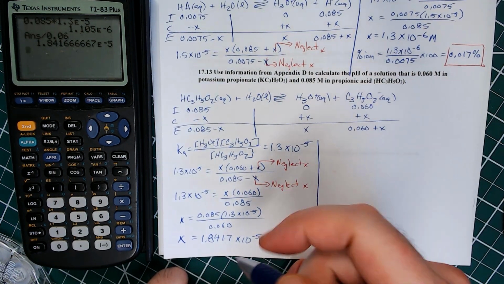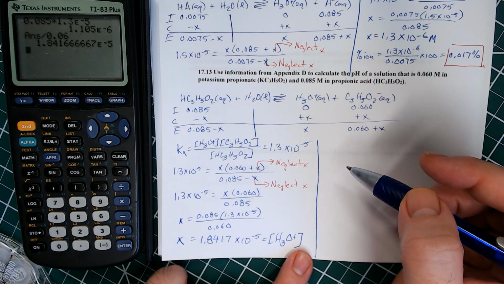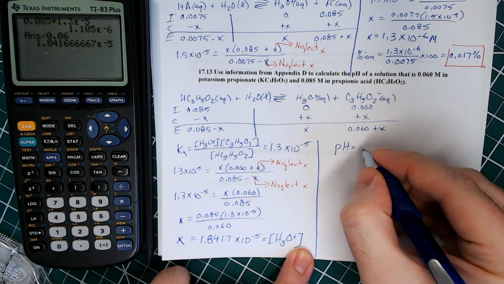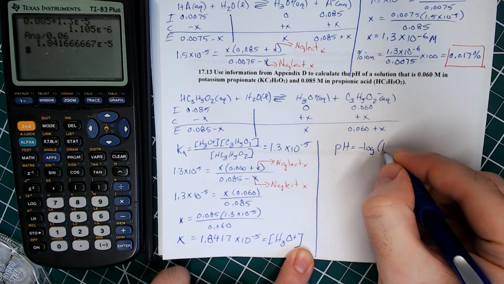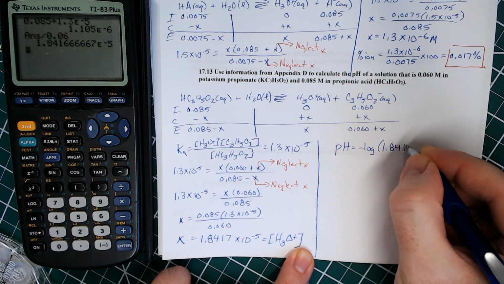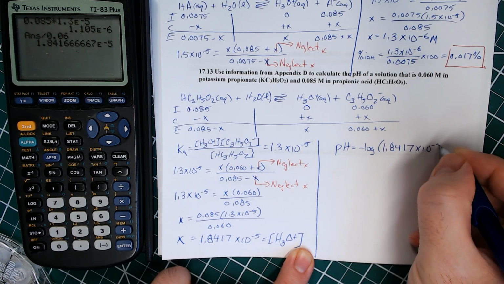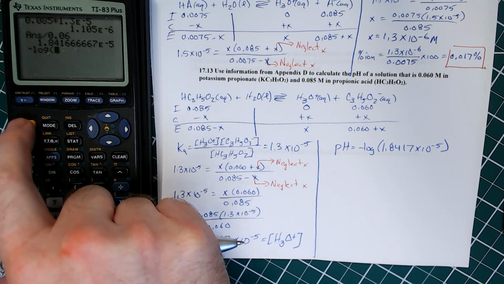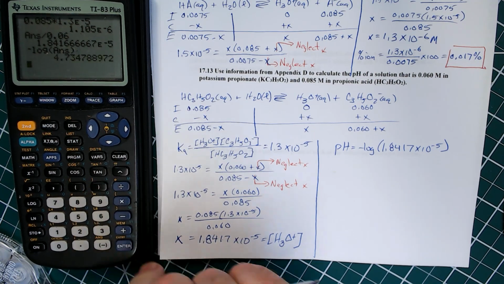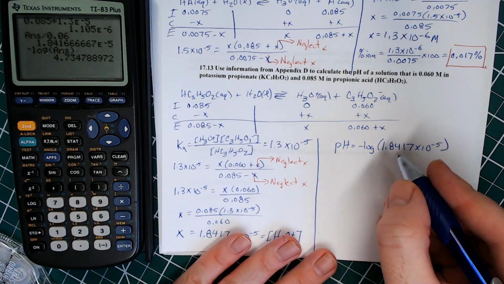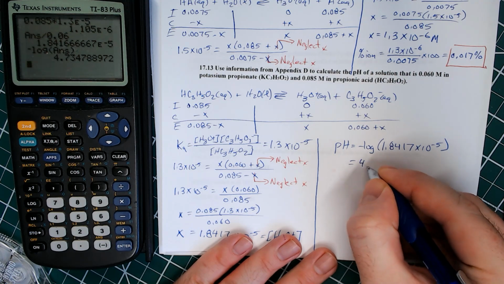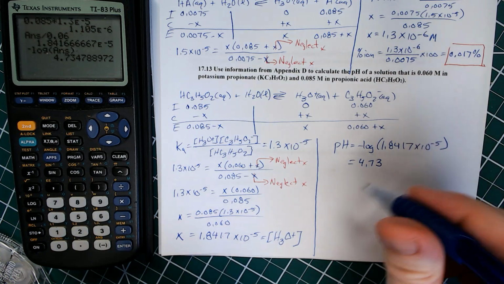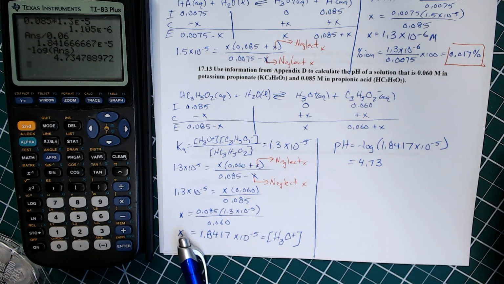All right, so there we go. That is our hydronium ion concentration. And so that means that our pH is equal to the negative log of the 1.8417 times 10 to the negative 5. I'm just going to leave the number in the calculator. So negative log of our answer, and you'll see it comes out to 4.73. So that is our pH.